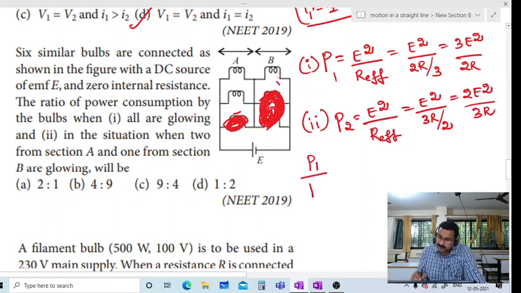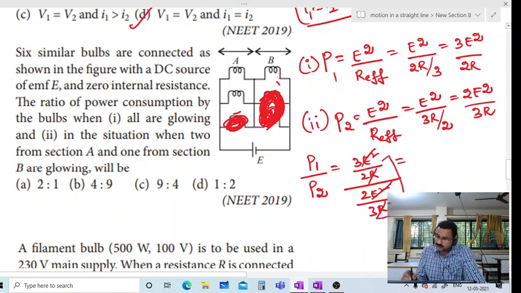Therefore P1 by P2 is equal to 3E square divided by 2R, divided by 2E square divided by 3R. E square cancels, R cancels. This 3 will come to the numerator and this 2 will come to the denominator part. 9 by 4 we are getting there. So that is 9:4.